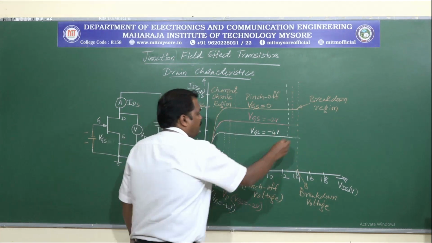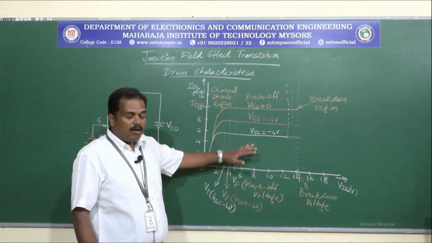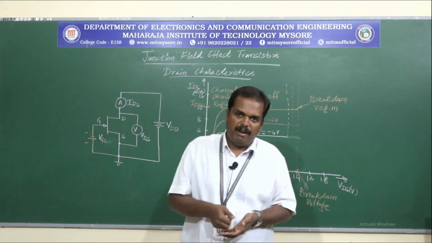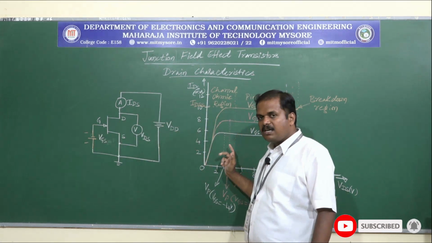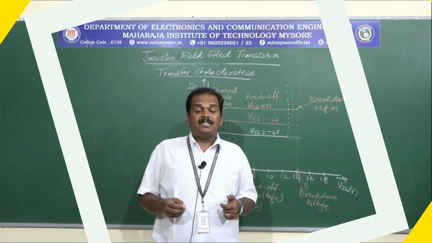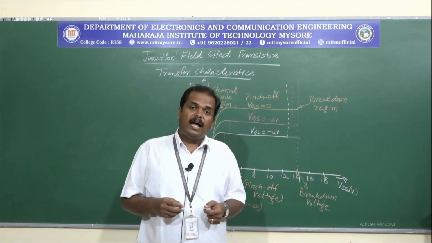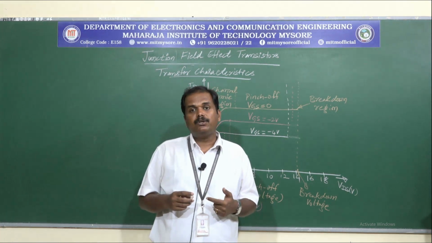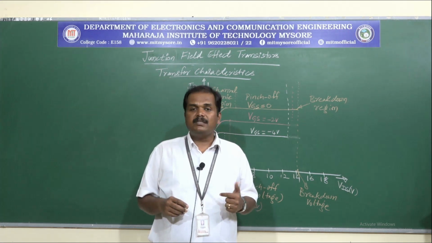So this indicates the breakdown regions. This is all about the drain characteristics of N-channel JFET. Here we have considered two conditions: one is when VGS equals 0, another is when VGS is equal to some negative voltage. Let us understand the transfer characteristics of the N-channel JFET. The transfer characteristics show how ID varies with respect to changes in the input voltage. The input voltage is VGS, and the output current is ID.